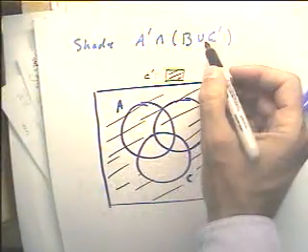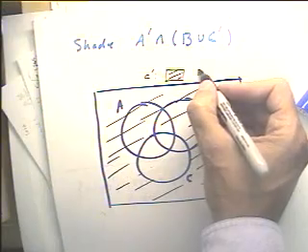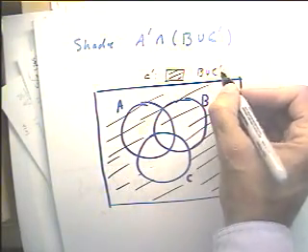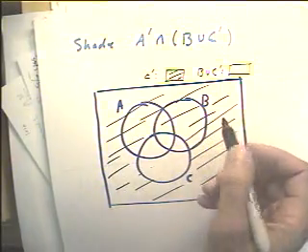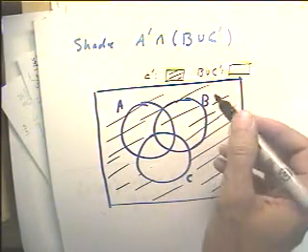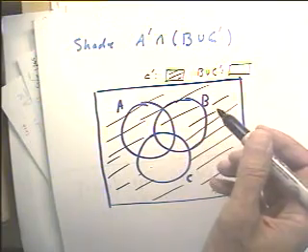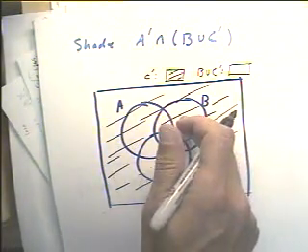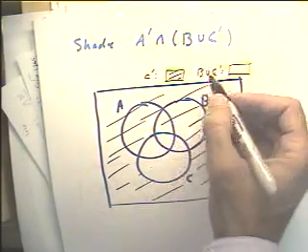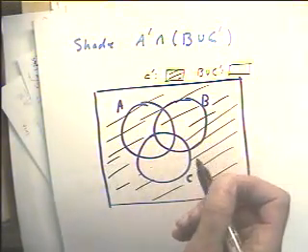Now I want to take the union of that with B. We want B union C prime, and we'll figure out a shading to go for that. If it's in C prime, it's going to be shaded. If it's in B, it's going to be shaded. Now B union C prime, what's that mean?